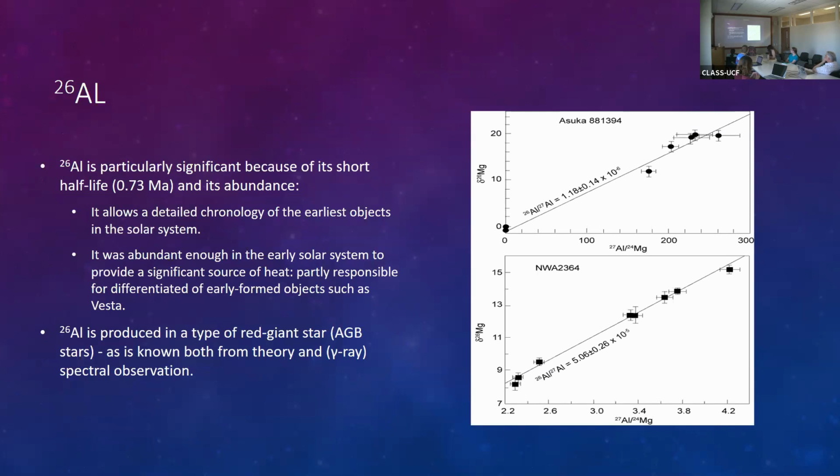So the aluminum-26 is significant because it has a short half-life and it was abundant enough in the early solar system to provide heat. And this aluminum-26 is also another reason, in addition to the chondrules, why the planetary growth formation method won't work, because it takes a longer time than you would have had aluminum-26 available.